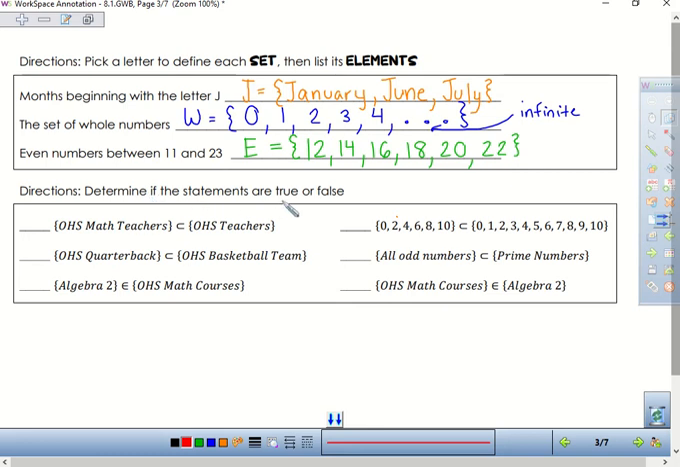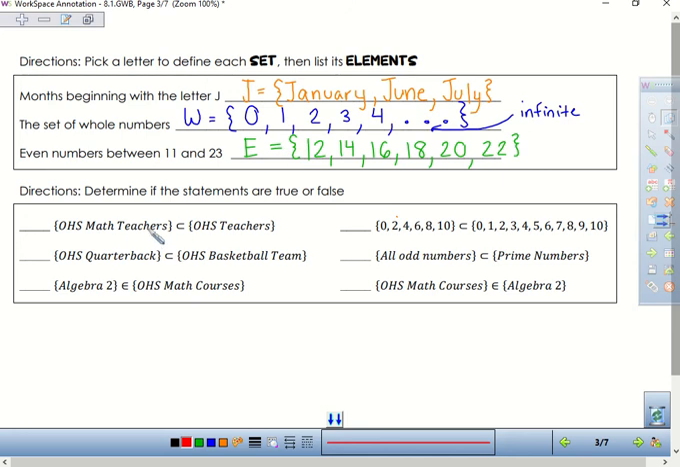So directions, determine if the statements are true or false. So this is what we call subset notation. That means, can this set completely fit inside this set? So I like to think of it literally. Say we took all of the Oviedo High School teachers and we put them in the gym, right? And we had circles on the floor for each subject they teach, and they would stand in those circles, right? Those would be the subsets.